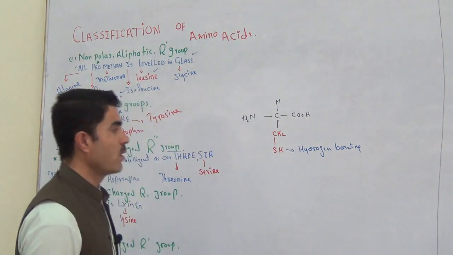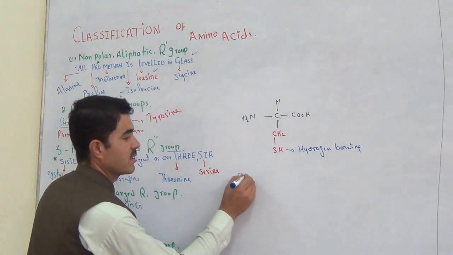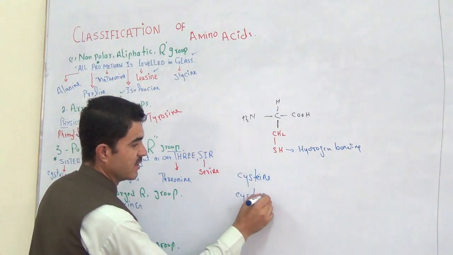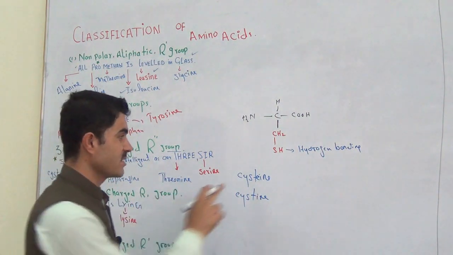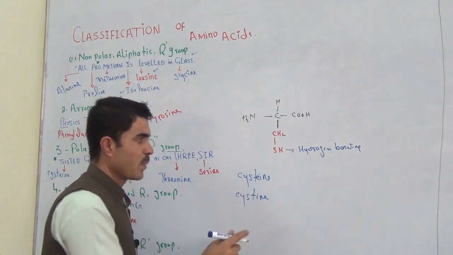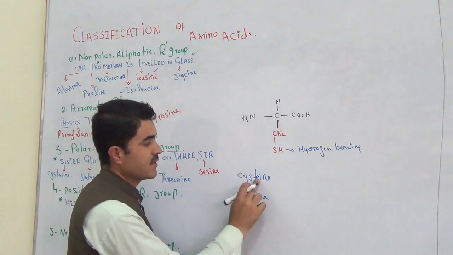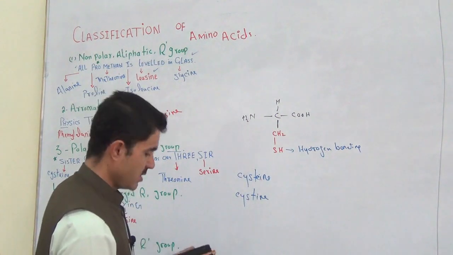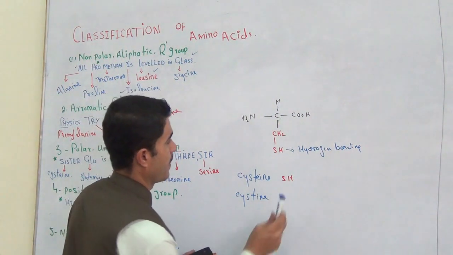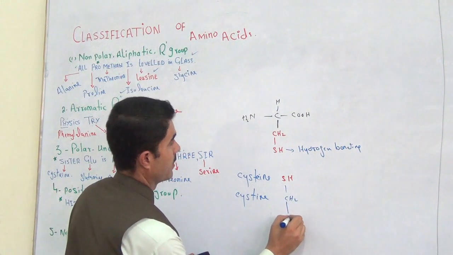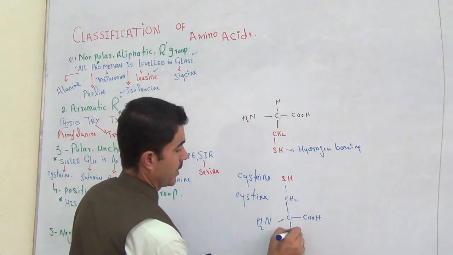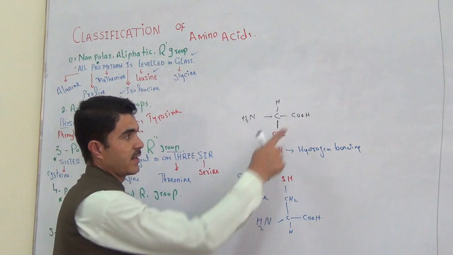Okay, now one thing more, look at the spelling. One is called cysteine, E-I-N-E. One is cystine, there is a difference between the cysteine and that cystine. What difference? When two cysteines are combined, this is one cysteine, another cysteine will also come, and it is like this, SH and CH2, and then carbon. Here is COOH, here is NH2 and hydrogen. Okay, so this is another cysteine, and that is one more cysteine.